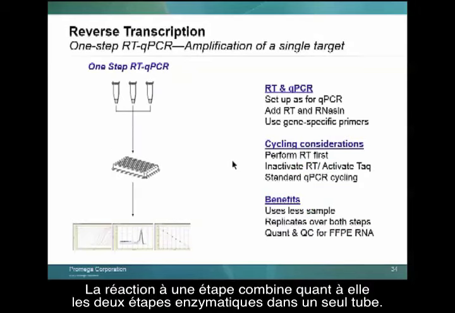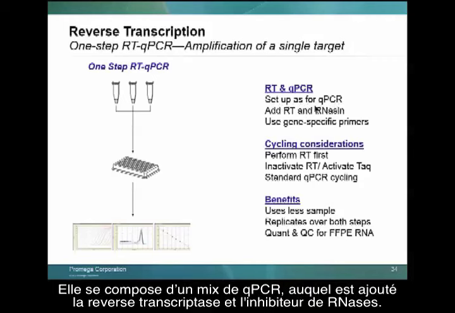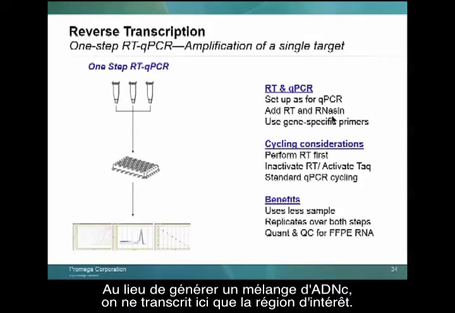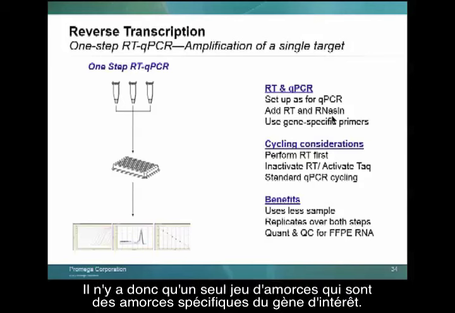A one-step reaction, as I said, combines both enzymatic steps into a single tube. So you set it up as for qPCR, but you add your reverse transcriptase and RNase inhibitor in. Instead of making a pool of cDNAs, you will now transcribe only your particular location of interest. So you only have one set of primers in here, and those are your gene-specific primers.